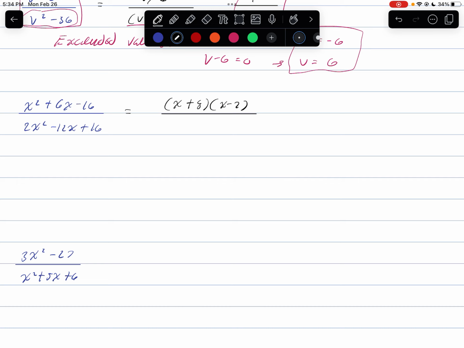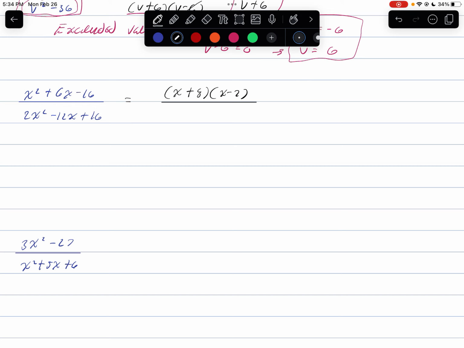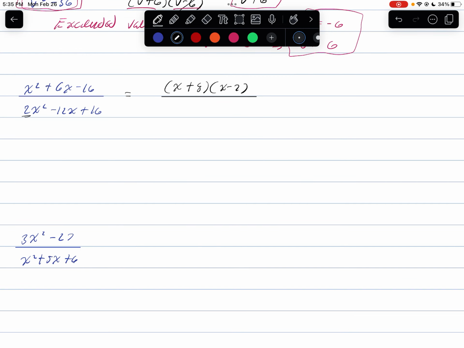And the denominator, the first thing I'd like to do is see if we can factor anything out first. So if we factor out a 2, we should be able to turn this into a quadratic expression with a leading coefficient of 1 that we have to factor. So we can rewrite this as 2 times x squared. If we pull a 2 out of negative 12x, we'll get minus 6x. And if we pull a 2 out of the 16, we'll get plus 8.